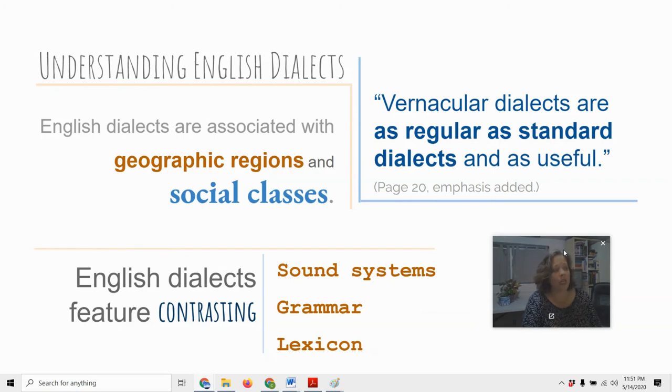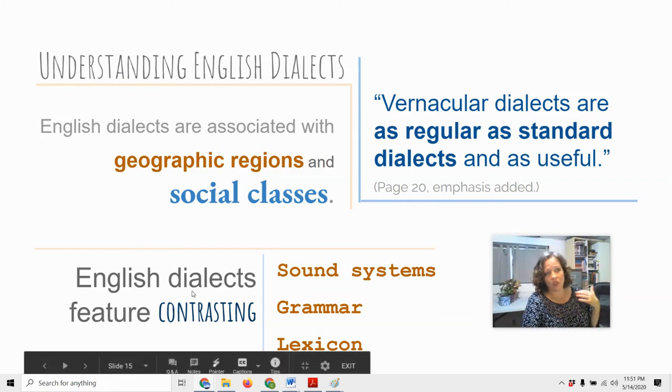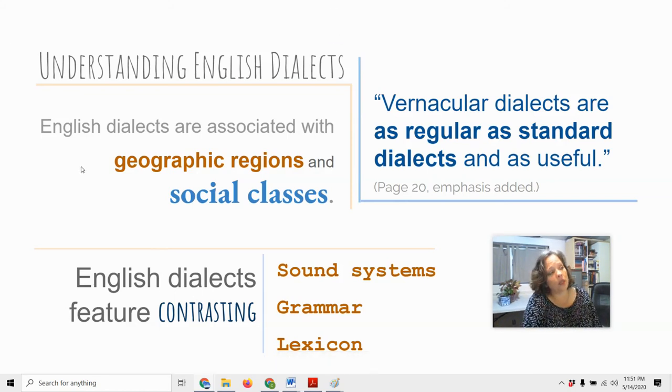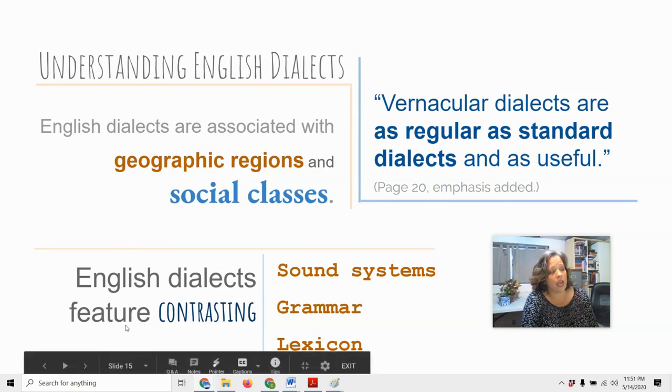So dialects really are a different sort of way that language is used. It's generally associated with different geographic regions and then also social classes, and that ends up having a lot of weight. What we need to remember, though, is the vernacular dialects are just as regular as standard dialects, and also as useful. English dialects feature contrasting sound systems, grammar, and lexicon or vocabulary.